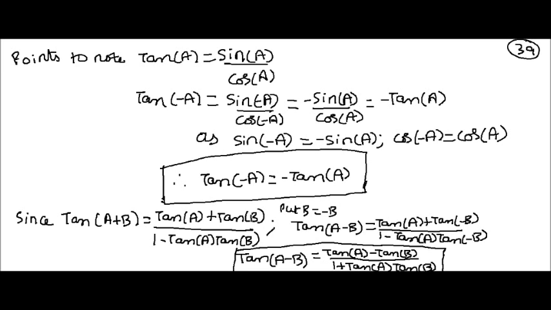Since tan(a + b) is tan a plus tan b by 1 minus tan a tan b, if you put b equal to minus b, we will get tan(a − b), which is equal to tan a plus tan minus b divided by 1 minus tan a tan minus b. But tan minus b is minus tan b, so tan(a − b) is nothing but tan a minus tan b divided by 1 plus tan a tan b. So that's an important derivation.